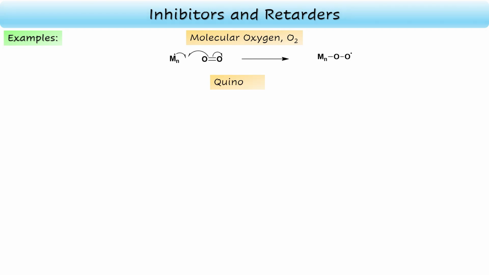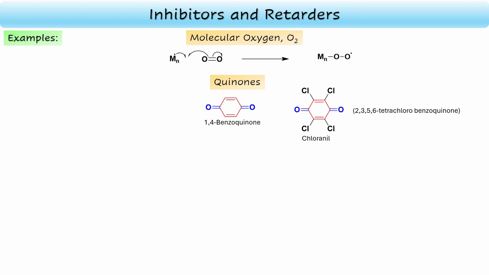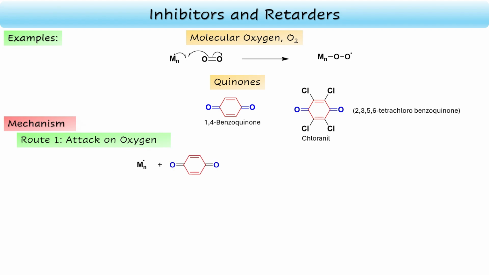Quinones such as 1,4-benzoquinone and chloranil are classical examples of inhibitors. There are two possibilities for attack of the growing polymer chain on the benzoquinone molecule. One is on oxygen and the other is on carbon of the benzoquinone. Let us consider the case when the Mn radical attacks the oxygen. As a result, an aryloxy radical will form, which can terminate by coupling or by a disproportionation reaction with another propagating radical.